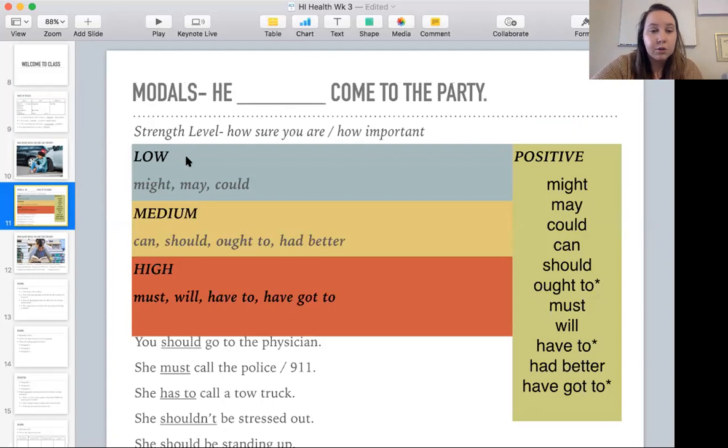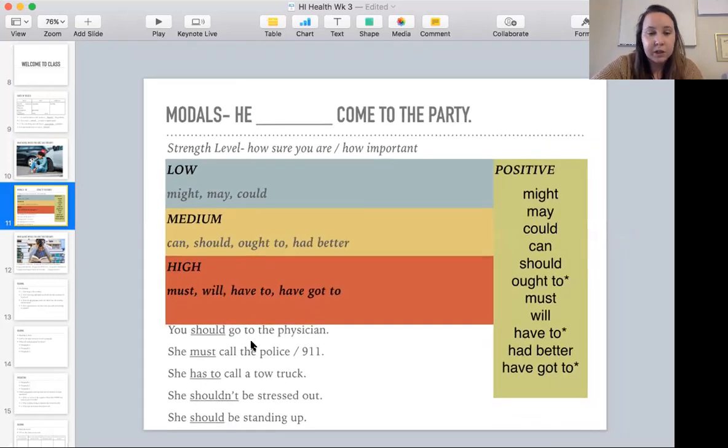And so we gave some advice. We looked at our modals from low strength, medium strength, and high strength. Some of the advice that everyone came up with: you should go to the physician. She must call the police, or she must call 911. She has to call a tow truck. She shouldn't be stressed out. She should be standing up. So using our modals from low strength to high strength to give advice about what she should, what she could, what she must do.